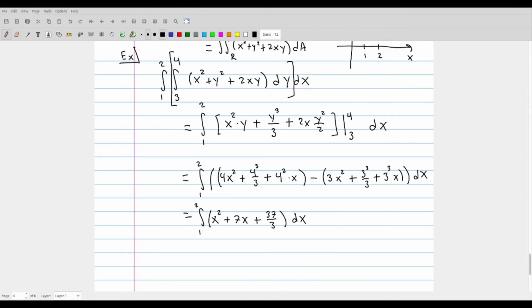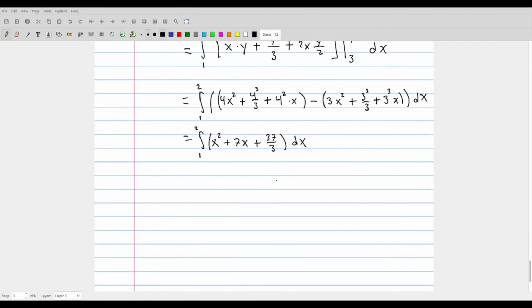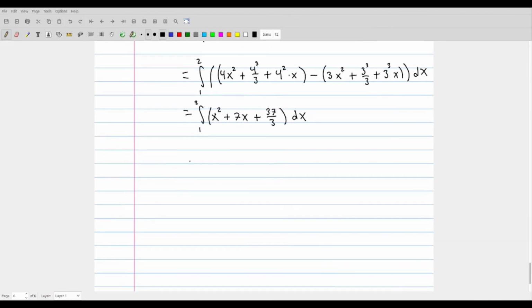So once you do this simplification, this is what you get. The double integral reduces. So we've done our first integration right here. It reduces to the single variable integral of this function from 1 to 2, which we can evaluate by, again, finding the antiderivative of this expression, which is x cubed over 3 plus 7x squared over 2, plus 37 over 3 times x.